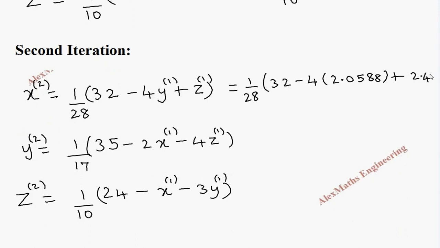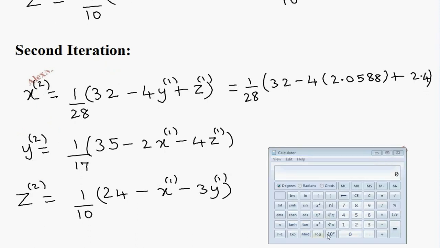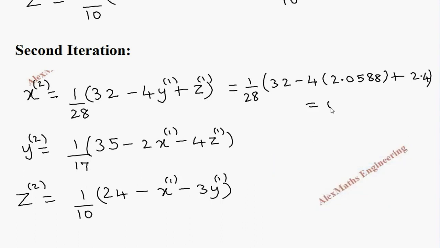So we are going to use the calculator. This is 32 minus 4 into 2.0588 plus 2.4. This whole value divided by 28. So we get 0.9345 after rounding off.